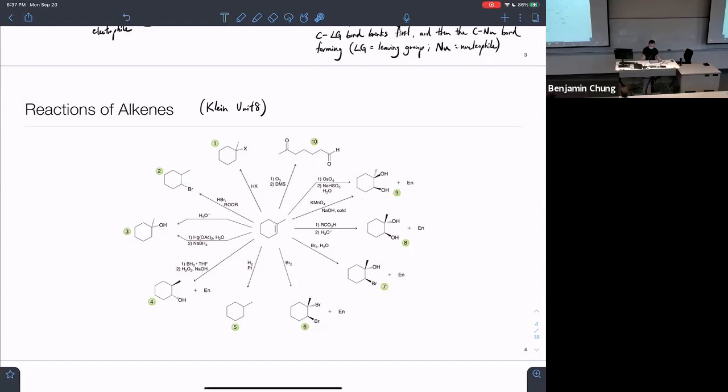So when we have HX addition across a double bond and we can form two different products, do you remember what those products are called? Does the term Markovnikov sound familiar? Right. So this here would be the Markovnikov product.